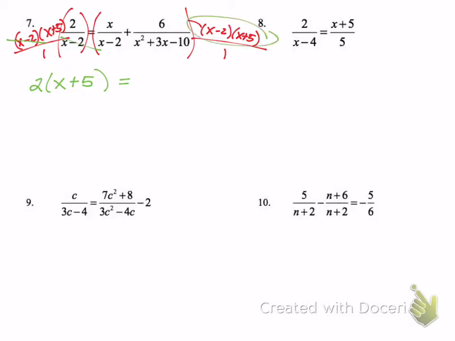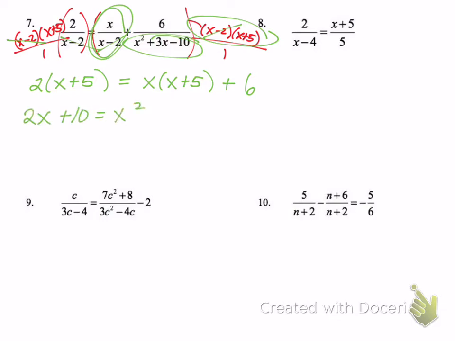Then I'm taking this x minus 2, x plus 5, I'm distributing it to the first term. What ends up getting canceled out? The x minus 2. So I'm left with x times x plus 5 plus, don't factor it out, not yet. And then the denominator is x minus 2, x plus 5, so the whole thing gets canceled and I'm just left with 6. Now I'm going to FOIL it out. So 2x plus 10 equals x squared plus 5x plus 6.